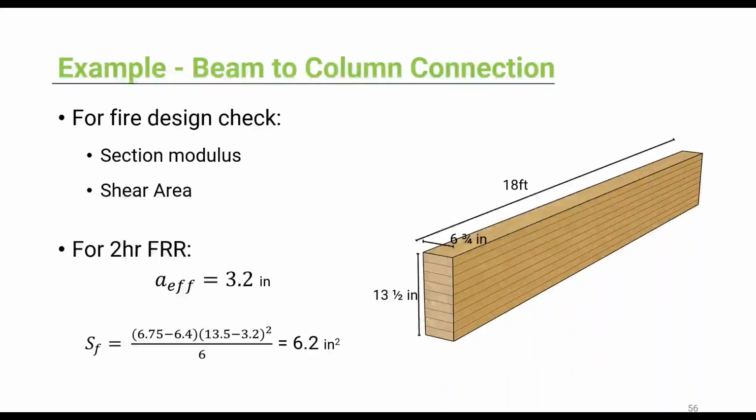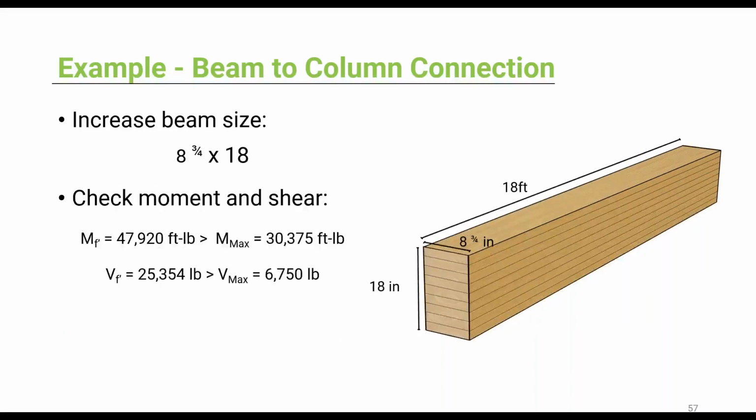For the fire check, we have to make sure that the structural elements are able to take the applied loads. We can check the section modulus and the shear area. For a 2-hour fire rating, we see that the section modulus isn't enough, so the beam is actually too small. So we need to increase the beam size. Based on available glulam sizes on the market, we chose a new beam size of 8 3/4 by 18 inch deep, and we did all the calculations. It's clear that the beam, even with the reduced char thickness, has enough capacity for the applied loads. So we're good.